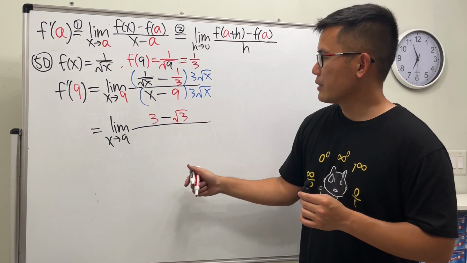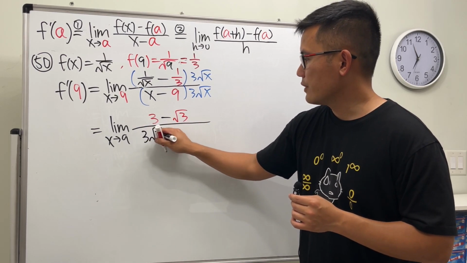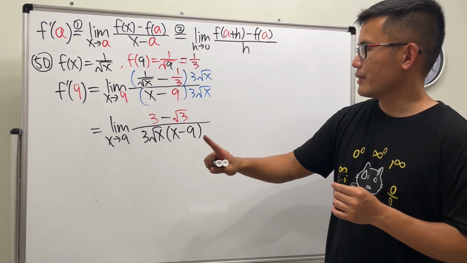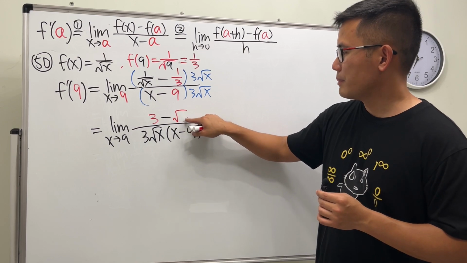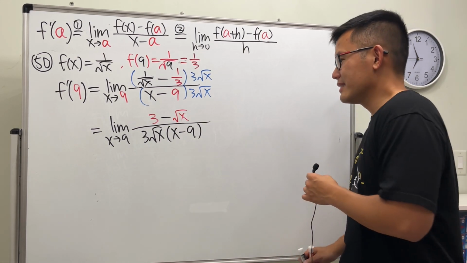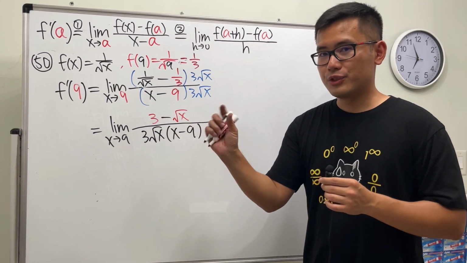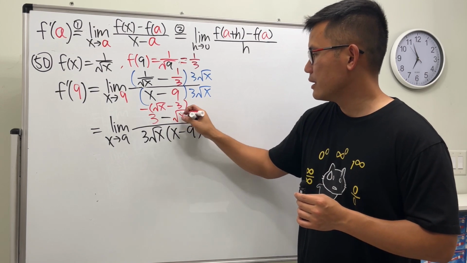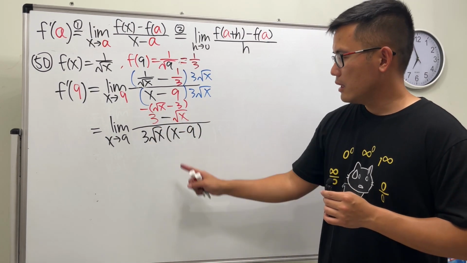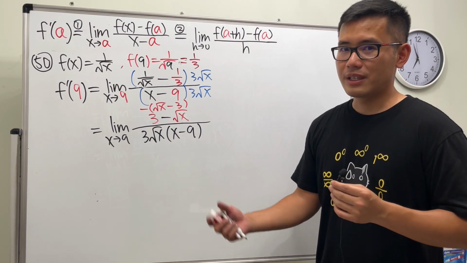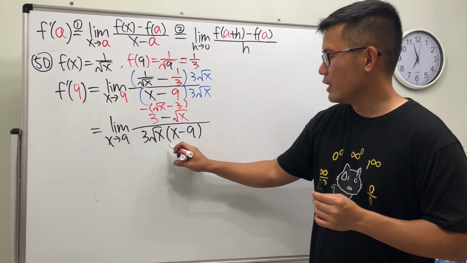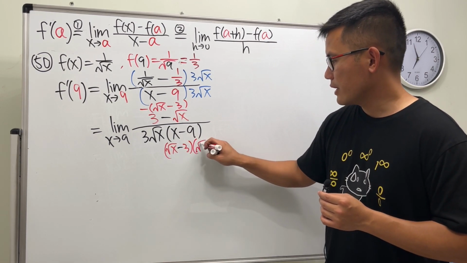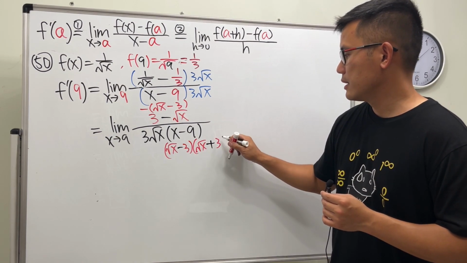I'm just going to keep them as they are. So we have 3 square root of x times x minus 9. Oh, hold on. This is square root of x. My bad. Alright. So for the top, I'm going to change the order of subtraction. This is negative square root of x minus 3. I switch the order and put a negative on the outside. For this, let's not do the conjugate anymore. So just look at this and then factor. We get square root of x minus 3 times square root of x plus 3. Alright?